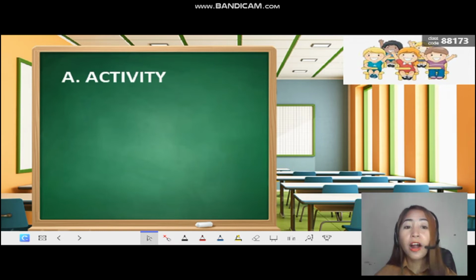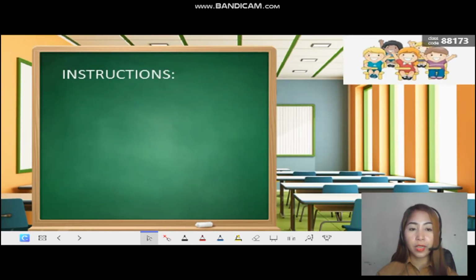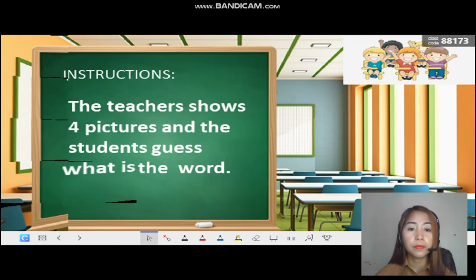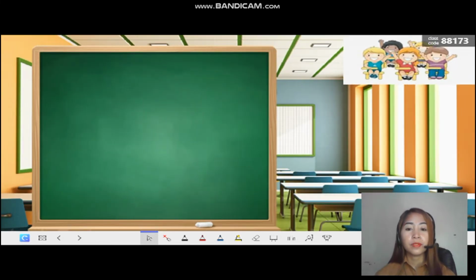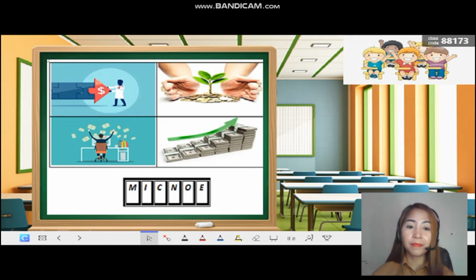And now, our first activity is the four pics and one word. I know that you are all familiar with this game. So I will read the instruction. The teacher shows four pictures and the students guess what the word is. So are you ready? Okay. So the first picture is, anyone who can answer this picture.